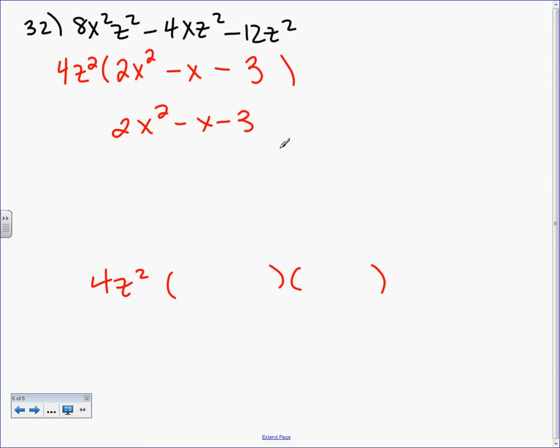And what do you get? Say it again. You should get 2x minus 3 and x plus 1. If you don't, make me do it for you. Can you have the x plus 1 in front of the 2x minus 3? Sure, it doesn't matter, right?